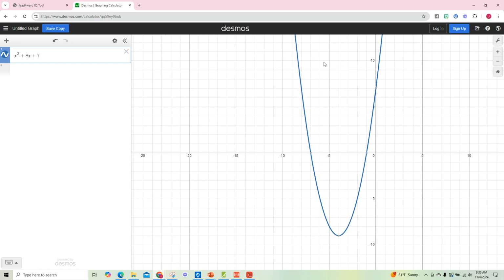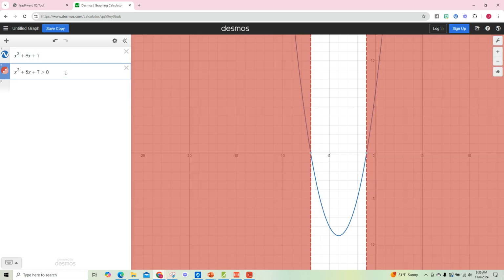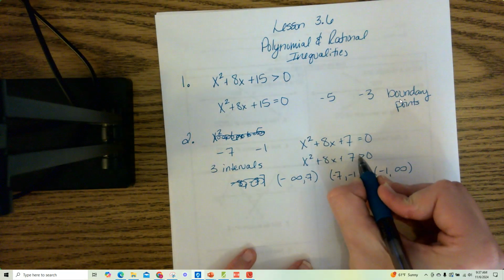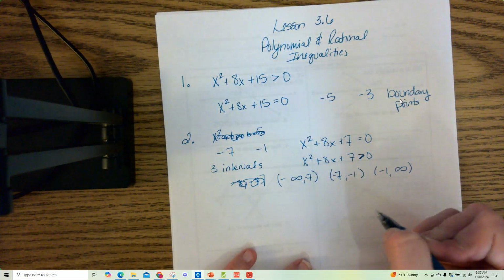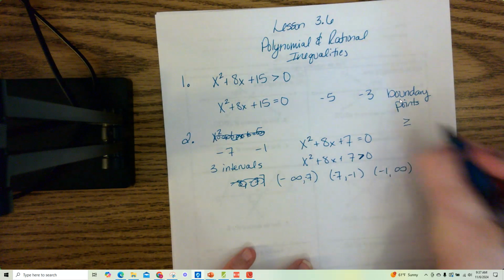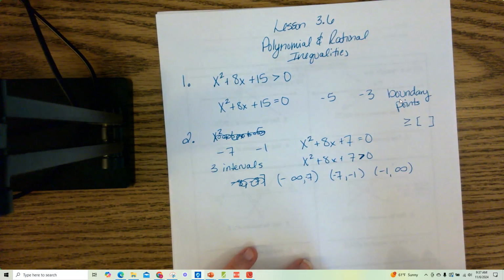Okay, so there's the quadratic, and then the inequality greater than 0. So it should be negative infinity to -7, with a bracket. Oh no, it was parentheses because it was just greater than. Yeah, I put it with brackets. And then -7 to -1, and then -1 to infinity, so they're all parentheses, because of the sign. Thank you for bringing that up. If the sign is just less than or greater than, it's parentheses. If it's less than or equal to or greater than or equal to, that's when you use the brackets.